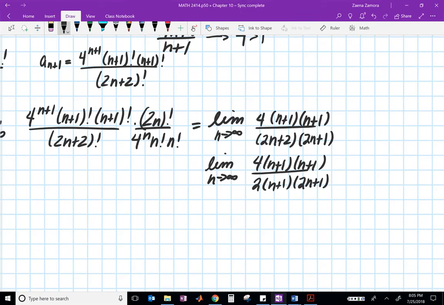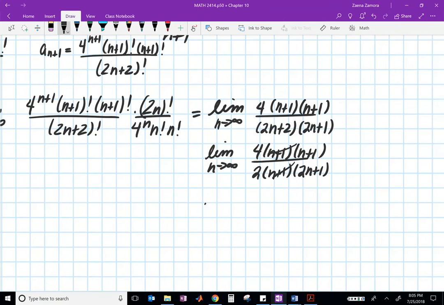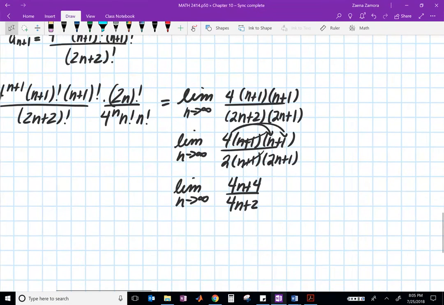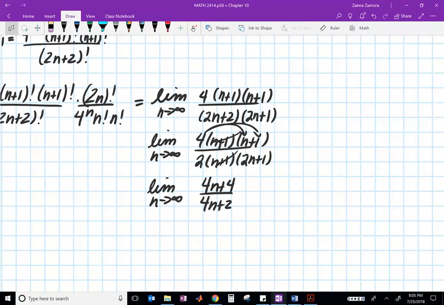So again, the n plus 1s are going to cancel. So I'm going to distribute the 4 back in. So I'm going to have 4n plus 4 divided by 4n plus 2. You can cancel out a 2, but you're still going to be left with a 1, right? Either way, you're still going to end up with a 1, right? So your limit's going to go to 1.